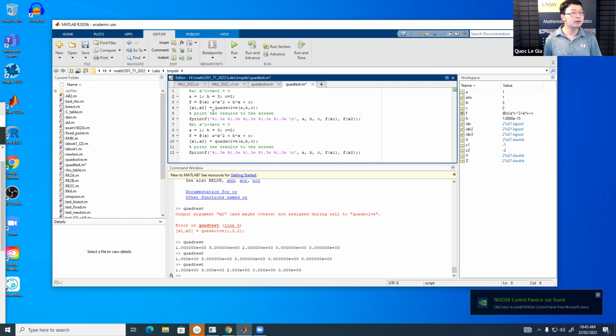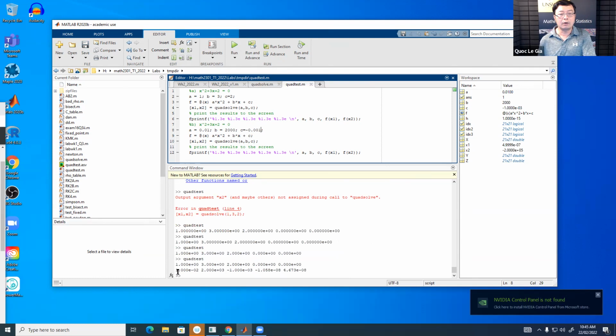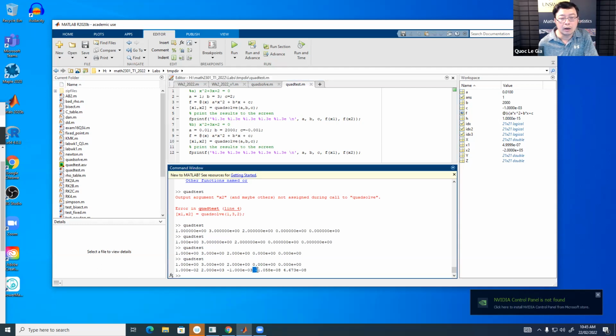Yeah. So ABC now will be, if you look into the problem set, you will see that A is 0.01 and B is 2000. And then C is just minus 0.001. Okay. And you can run it. So you run it again. Okay, then you get the second row of the table. And now you can see that fx1 is not 0, but now it will be something like 10 to the minus 8. Okay, and this one is 4.6, 10 to the minus 8. Okay, so it's not 0 anymore.